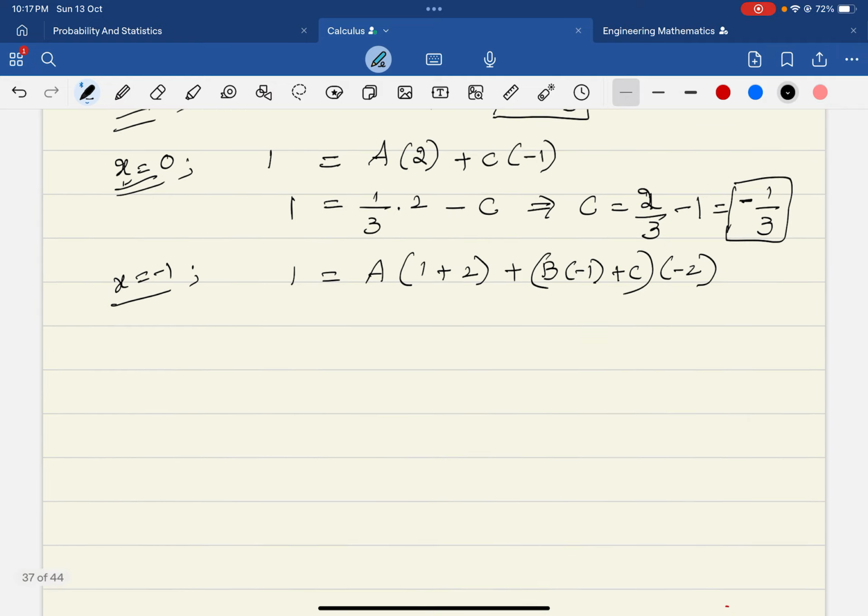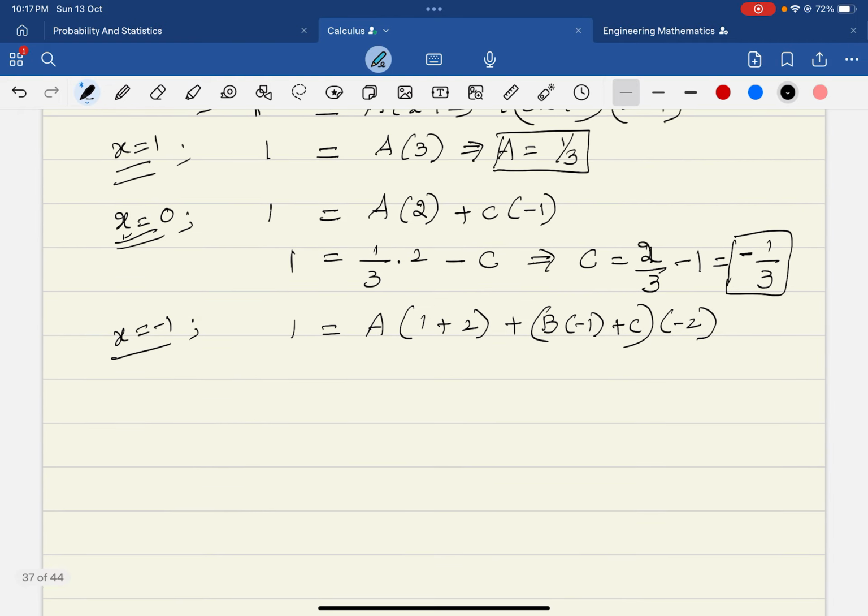Clear? So now we know the values of a and c. Just to substitute them. A is 1 by 3. 1 plus 2 is 3, plus, we know minus b into minus 2 is plus 2b. Now plus minus 2c, that means minus 2 into c value, which is minus 1 by 3.